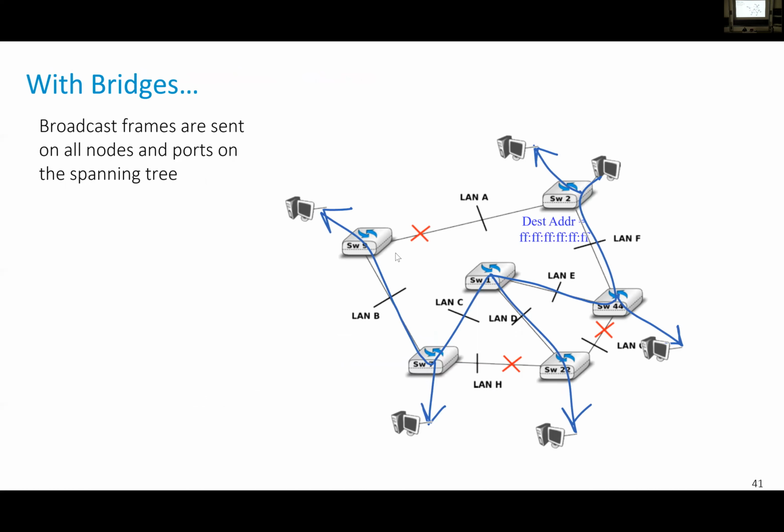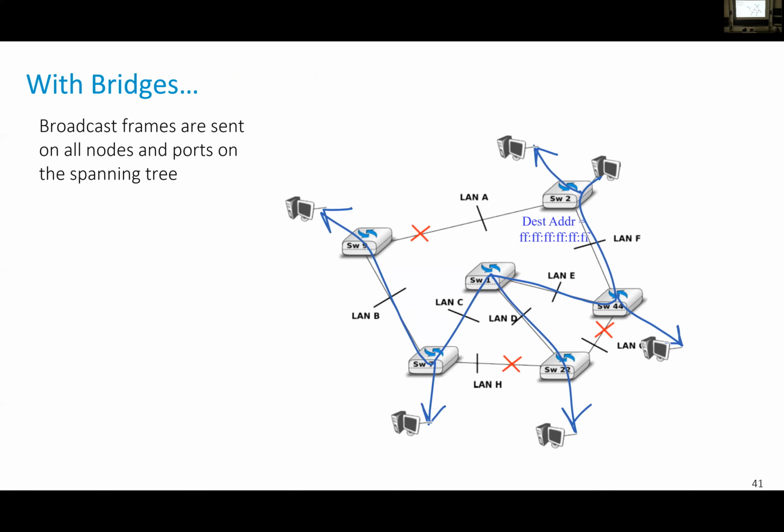But we want to support it. So how do bridges support it? Of course, using the spanning tree. Since we have, for example, in this case, this is the root, those ports are disabled, then it's very easy once you have built a spanning tree to send broadcasts. We don't have a loop problem.